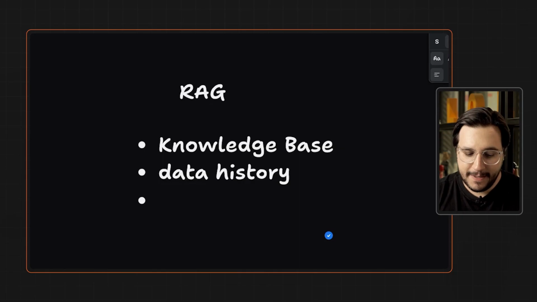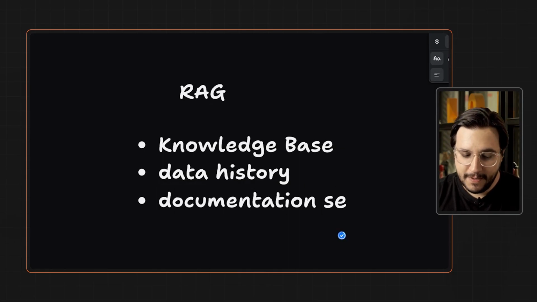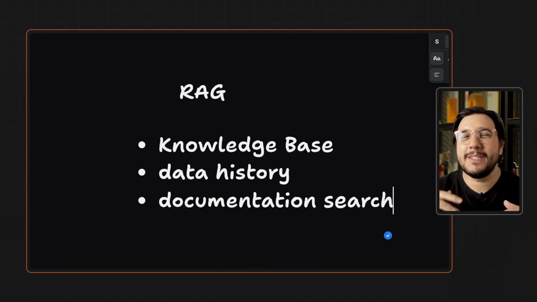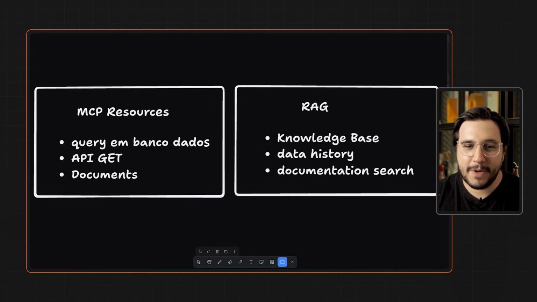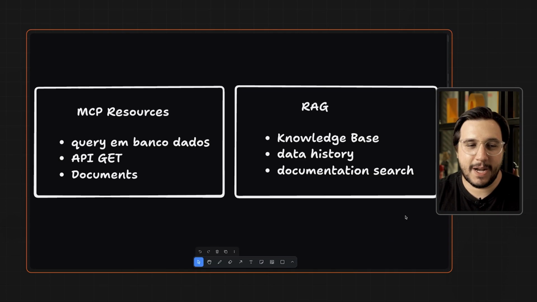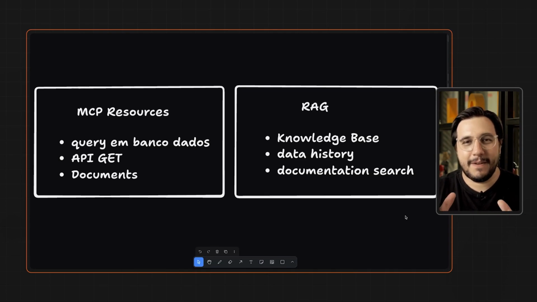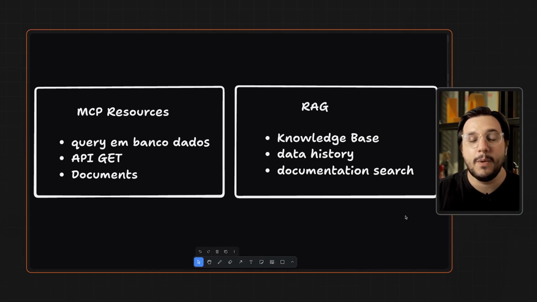Another thing we can use here is searching documentation or searching through system documentation, where the documentation is extensive. So here it is. I have 3 examples for MCP Resources and 3 examples for RAG. Now, tell me if it isn't way easier to make a decision. When to use MCP Resource or when to use RAG?